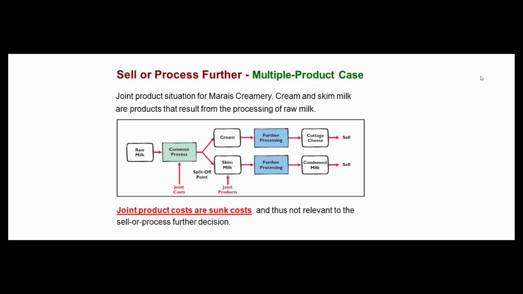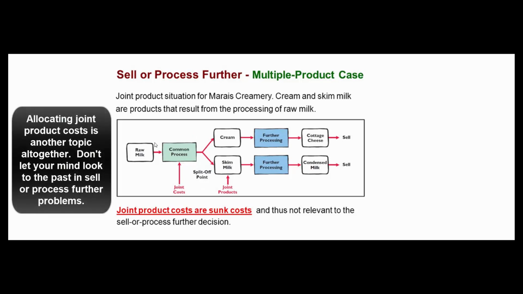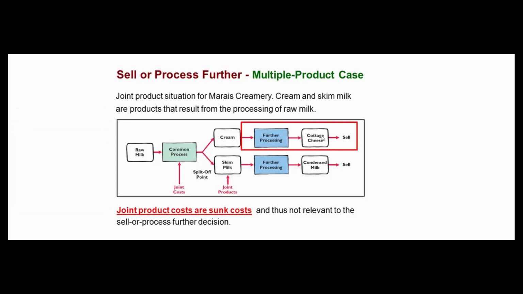And the other way that these things might seem more complicated than they are is what I call distraction. They might give you a bunch of stuff about how we got to this point here, we took some raw milk and we processed it, we turned it into cream and skim milk. So we have to figure out in another topic at another time how to allocate those common process costs, but they are not relevant to our decision about whether we process the cream further and turn it into cottage cheese, or whether we process the skim milk further and turn it into condensed milk.